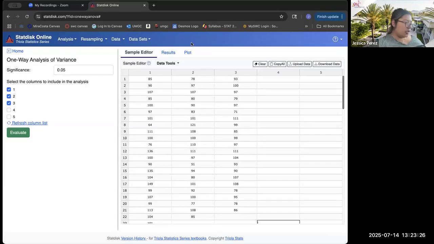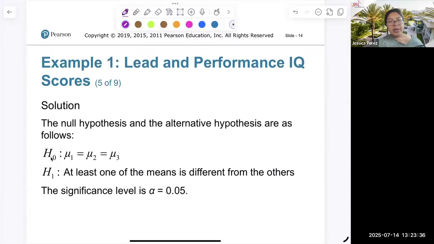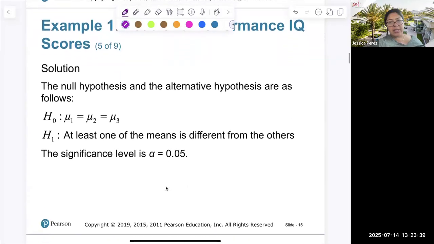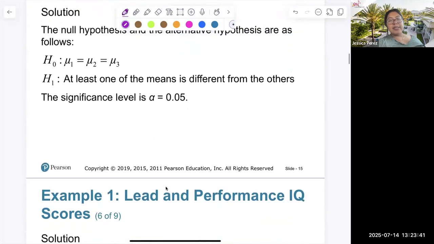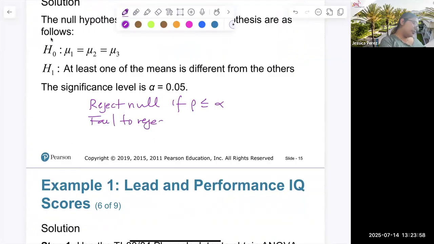We are going to make sure that we look at the alternative hypothesis and the null hypothesis. So I'm going to share my iPad here. There's my null hypothesis. There's my alternative hypothesis. Now I'm going to go to StatDisk because I want to be able to identify the p-value. Remember that we are going to reject the null if the p-value is less than or equal to alpha, and you're going to fail to reject if p is greater than alpha.